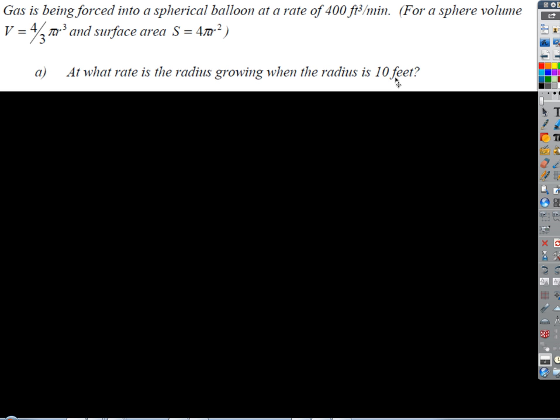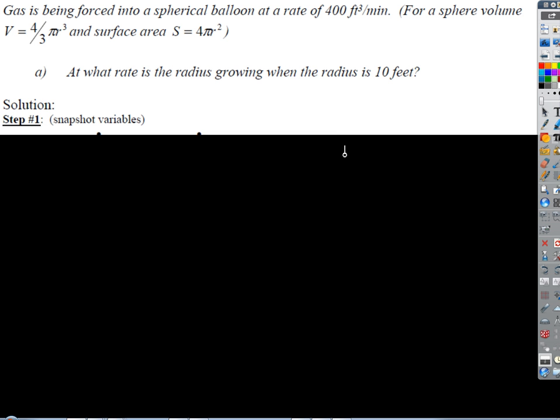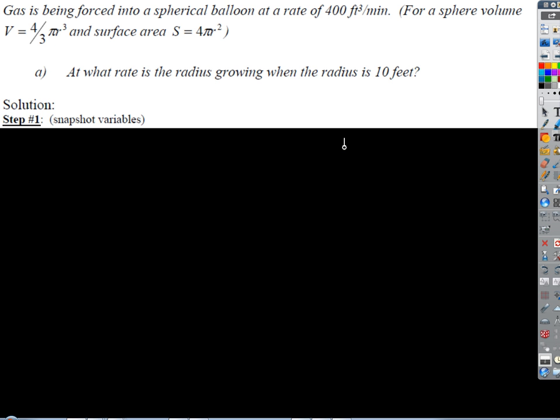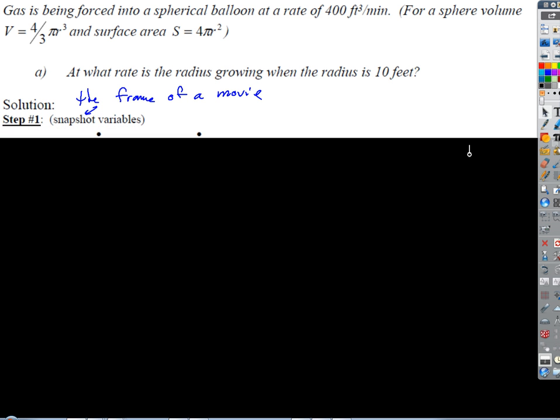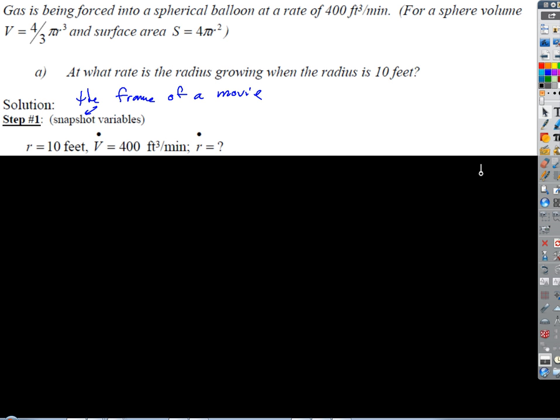Okay, so we've been given some stuff here, haven't we? We're looking for dr dt, and we were given some other stuff. So step one of our solution is, what are the snapshot variables? The snapshot, another way you can think about it, is the frame of a movie. So we're capturing that one frame, like a snapshot in an otherwise dynamic movie. What are the quantities we're given? Well, we're given that r is 10 feet.